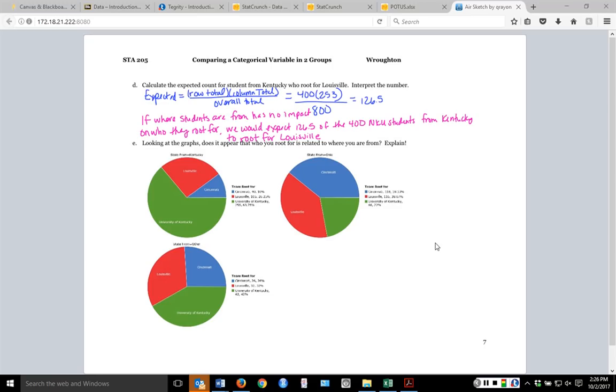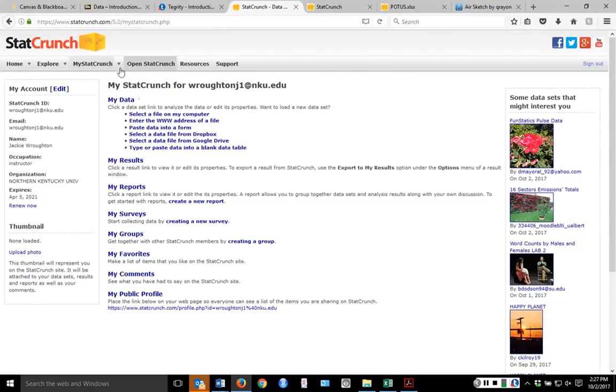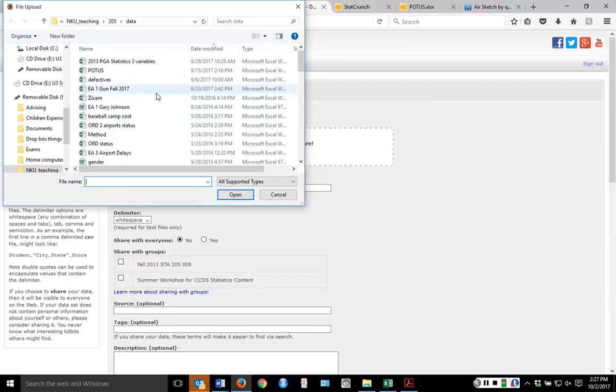Now next, before we actually dive into doing the hypothesis test, we're looking at the graphs to see if there's a relationship at all just in the graphs that we have. And so for this, I do have the data set out on Blackboard as well, so it's the March Madness example there. So just going to save your data set.